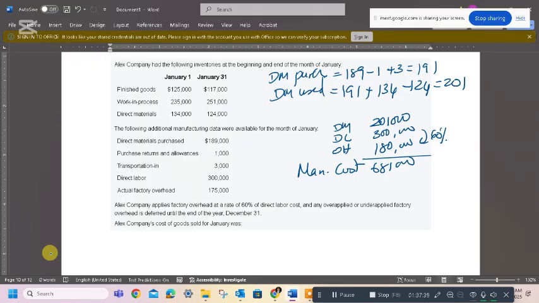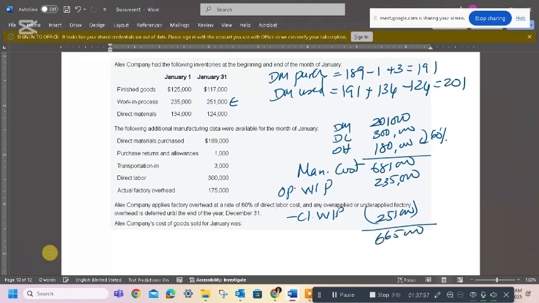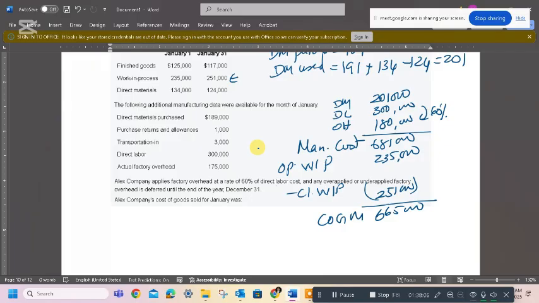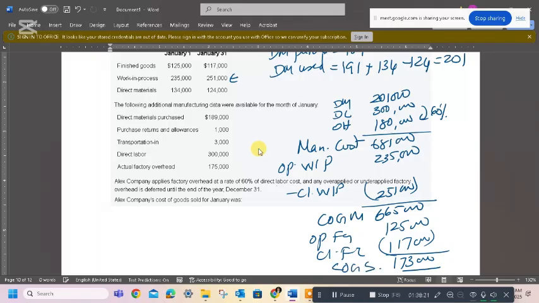How do you find that? Adjust for work in progress. Opening work in progress minus closing work in progress. Opening work in progress 235. Closing work in progress 251. When you do this you get 665,000. What is this? Cost of goods manufactured. Remember I gave you these formats earlier. Then you adjust for finished goods. Opening finished goods 125. Closing finished goods 117. 173,000 is the cost of goods sold. Cost of goods sold.